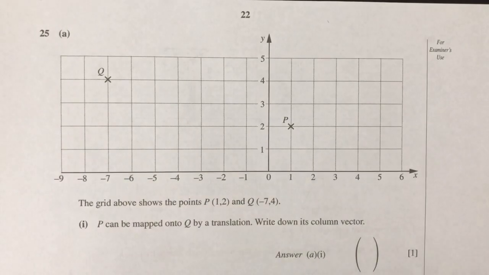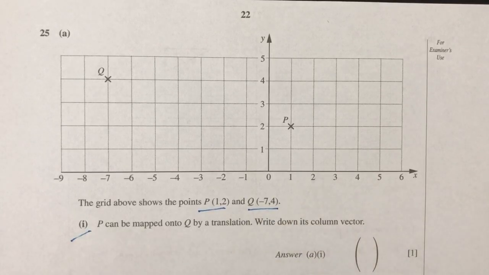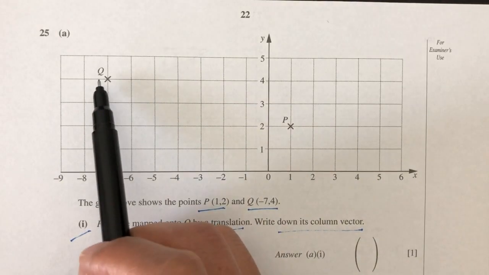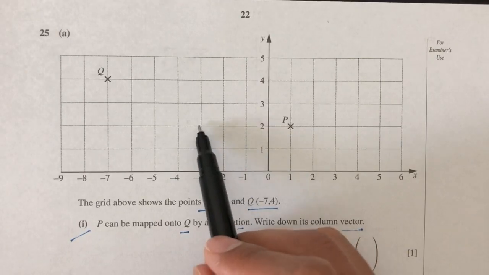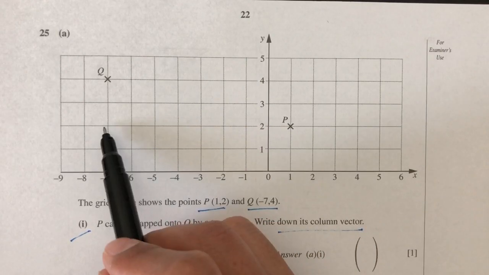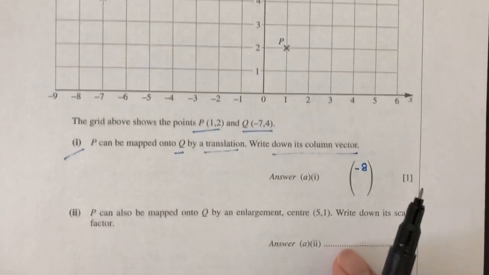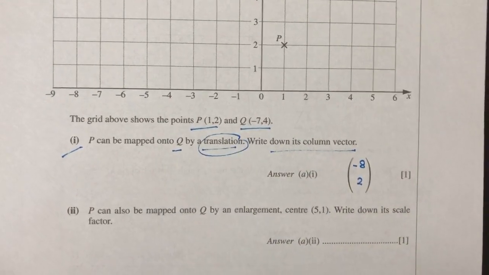So part A, the grid above shows a point P and a point Q. Part 1, P can be mapped onto Q by a translation. Write down the column vector. So how can we move P to Q? We have to move by 1, 2, 3, 4, 5, 6, 7, 8. If it is to the left, it will be minus 8. And then up will be 1, 2. Going up is positive, so it will be 2. Minus 8, 2 will be your translation vector.